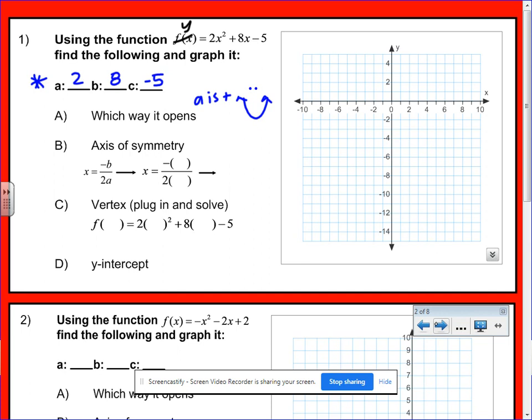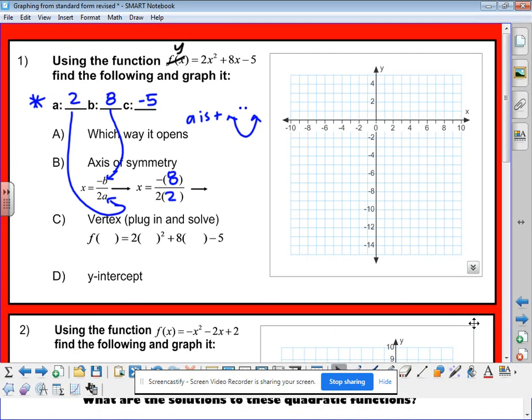Axis of symmetry. Now, negative b, or opposite of b, remember, over 2 times a. b is 8. a is 2. So I have the opposite of 8 over 2 times a, which is also 2. I'm going to take a minute right here to make sure that you put this in your calculator correctly. Let's see if I set my calculator up. Oh dear, what just happened? Apparently not.